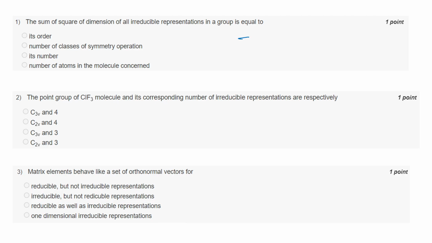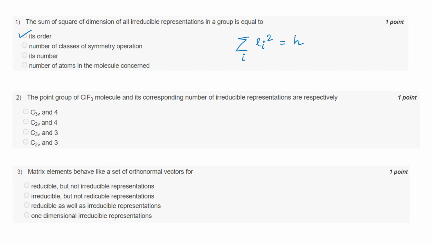So the sum of squares of the dimensions of all the irreducible representations is going to be equal to h, right? So its order. So this is going to be the correct answer.